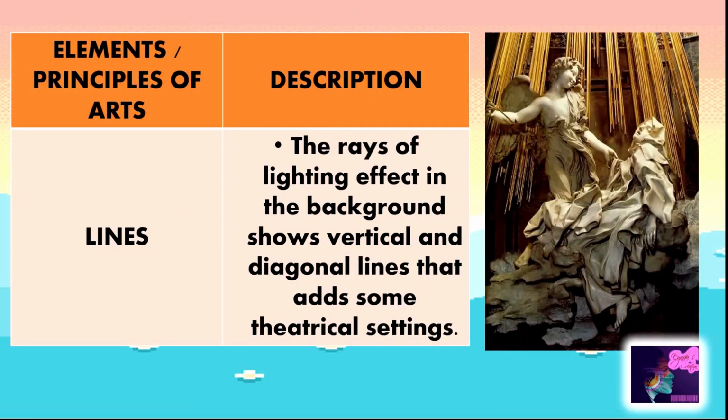Let's see the elements and principles of art used in the sculpture. It is none other than the lines. Let's see how lines were used by Bernini. The rays of lighting effects in the background show vertical and diagonal lines that add to the theatrical setting. If you notice, there are rays of light at the back of the angel, and a lot of vertical and diagonal lines were used in the background. So that is our last artwork featured in the Baroque period.